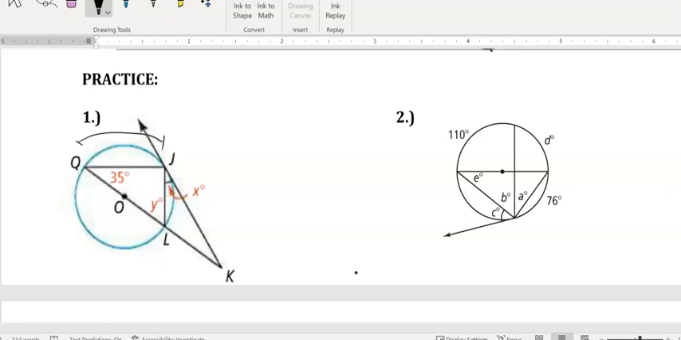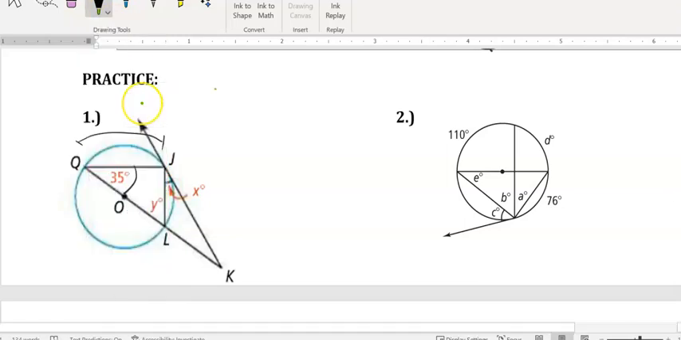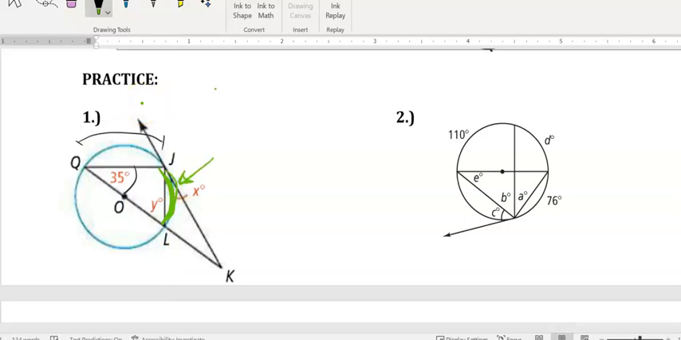Now we do know that this is 35. If you know an angle, you can follow across and find out what the arc is. It might help you, it might not help you, but I'm going to write it in just because we have it. Green. How many degrees is this arc right over here going to be? 70 degrees.